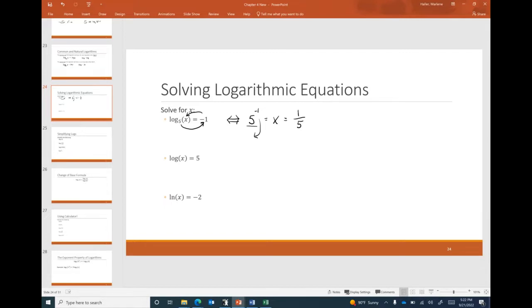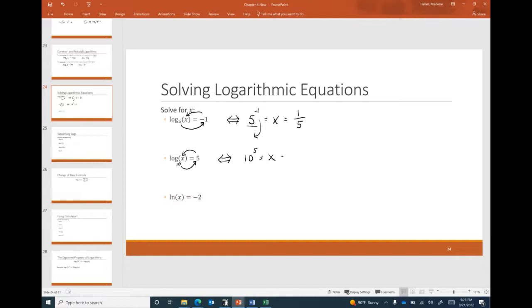All right? This just says log x equals 5. Well, remember, log x is common log. When you don't see a base, it's assumed that that base is 10, right? So log x is the same as log base 10 of x. When we convert that over to exponential form, we have 10 to the 5th power equals x.